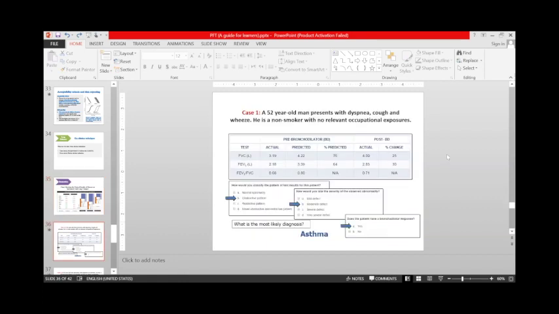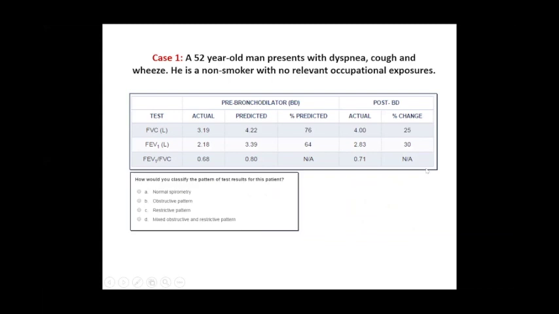For case number one, it's a 52 years old man presenting with dyspnea, cough, and wheeze. He's a non-smoker with no relevant occupational exposure. For this patient, his ratio, we always look at the actual measurement, is 68%, and his predicted is 80%.